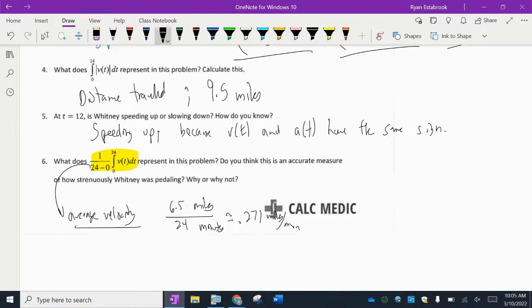Do you think this is an accurate measure of how strenuously Whitney was pedaling? I would say no, because we had that stretch where she had a negative velocity that worked against her. And so it looks like she's not going very fast.